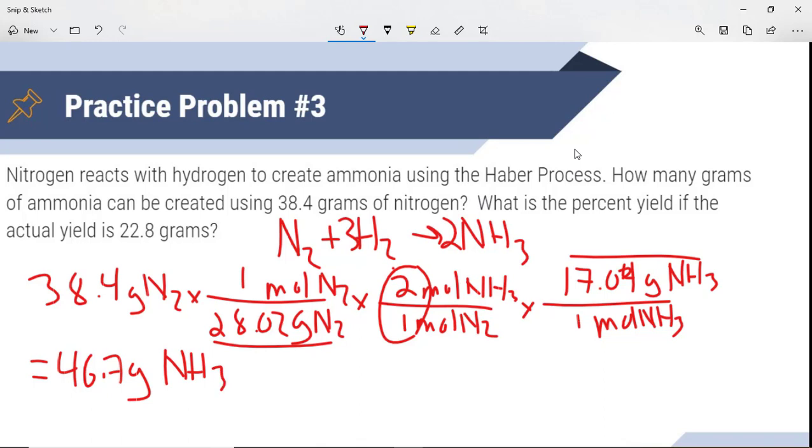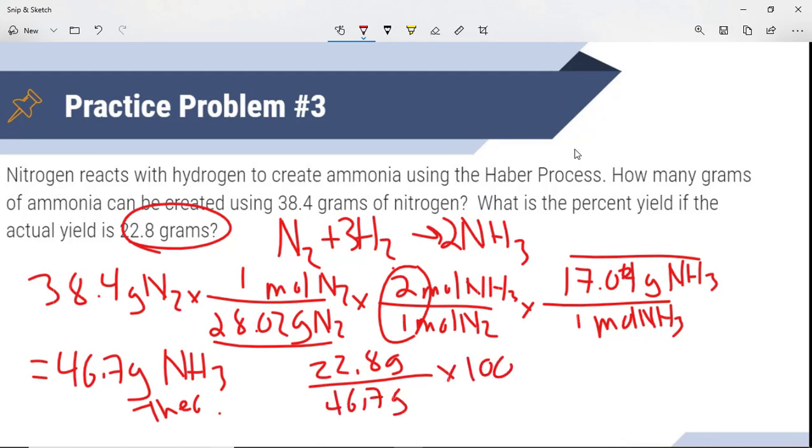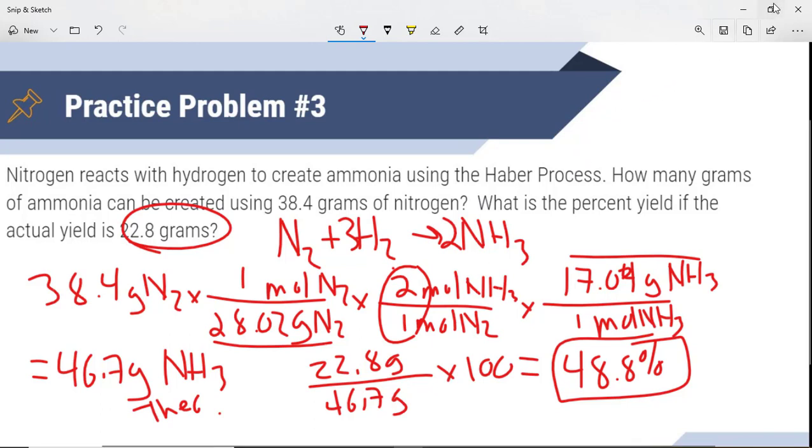So since that's what we should get, that is our theoretical. Our actual is listed in the problem. So in order to get the percent yield, we're going to take our actual divided by our theoretical, and we're going to multiply that by 100. And what we get is 48.8%. Okay. So again, just another type of problem that you may encounter in our stoichiometry unit. One more type of problem and we're good to go.